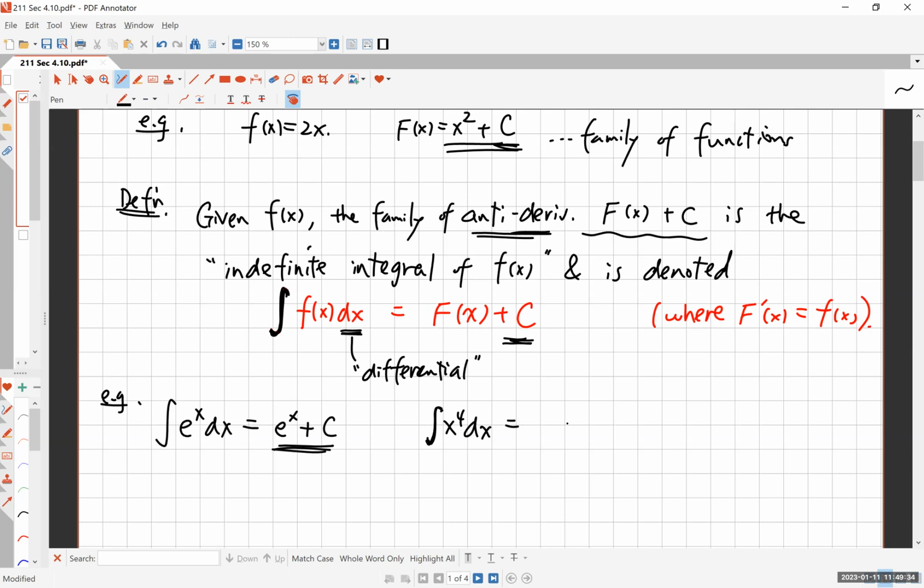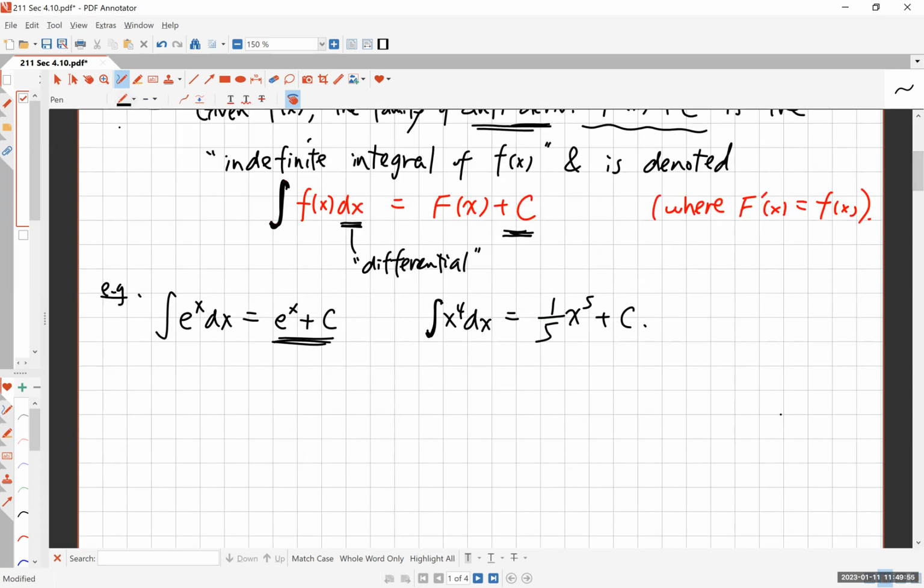Well, in differentiation, you subtracted 1 from the exponent. But in integration, you have to add that. But if you differentiate this, you get 5x to the fourth. So you have to divide this by 5, okay, plus c. And so this indeed is the correct expression for the indefinite integral of x to the fourth.